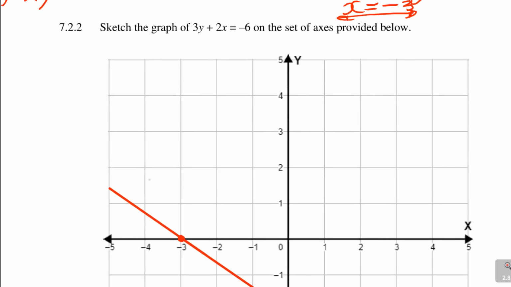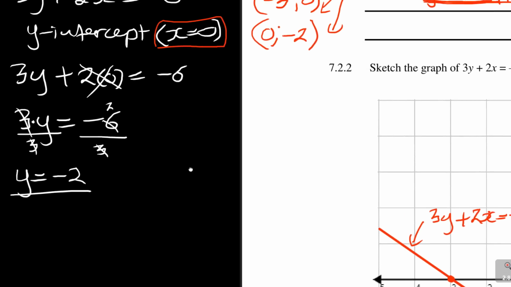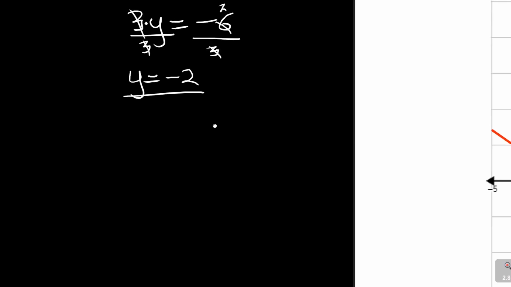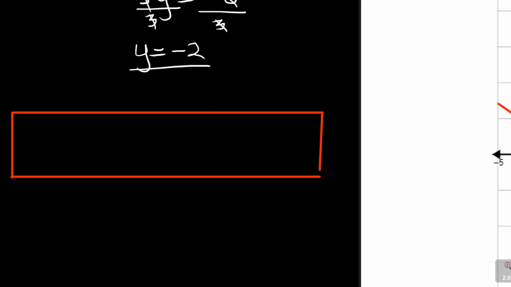You just needed those 2 points to say the name of this graph is 3y plus 2x is equal to minus 6. That's what you needed. But if you needed to do the table of values, you can do this. Still okay. If they taught you the table of values, you go on and do this.